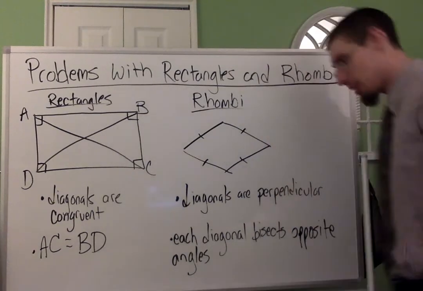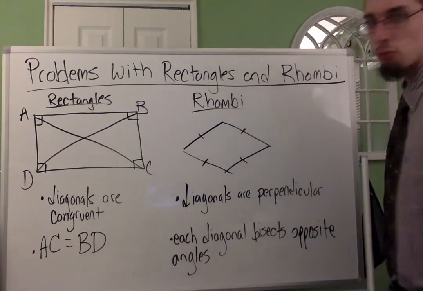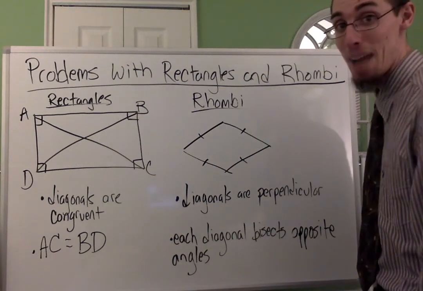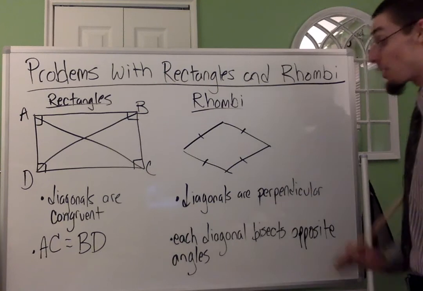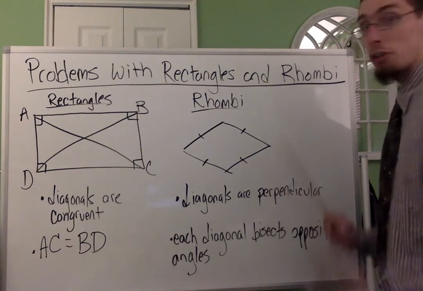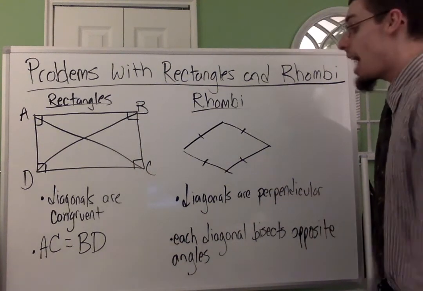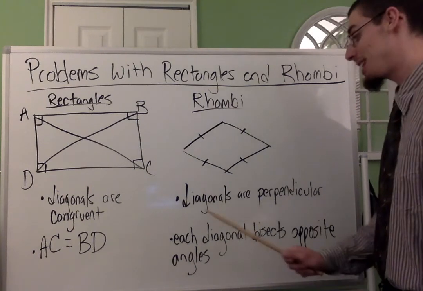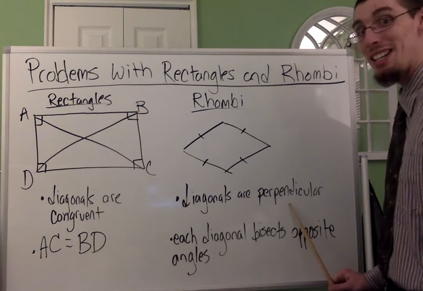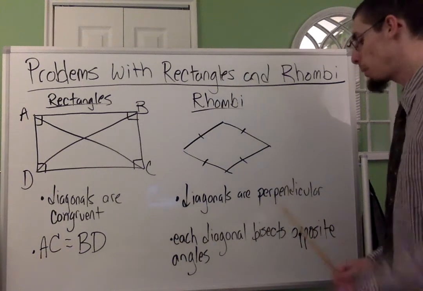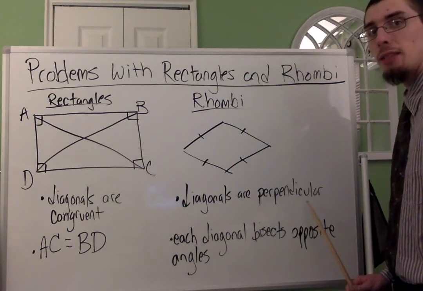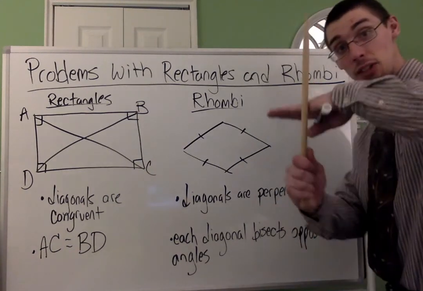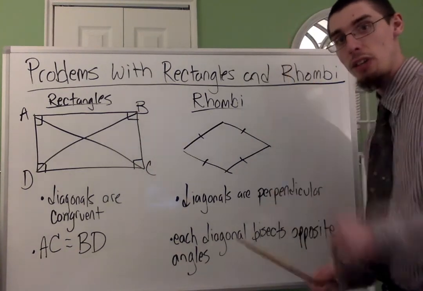And then rhombi, right? Good old rhombi. Everybody loves rhombi. Just say that a few times. It's fun. Rhombi. So anyway, all four sides are congruent. We know that. And one of the key defining features with a rhombus is that the diagonals are perpendicular. Perpendicular. What's that word mean again? 90 degrees, right? That two lines intersect to form 90 degrees.